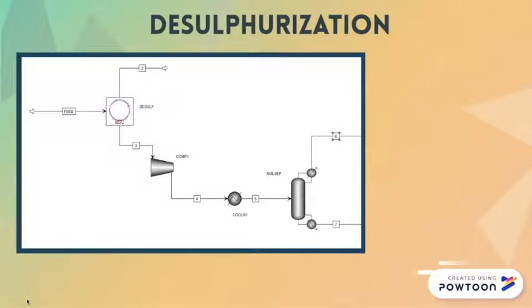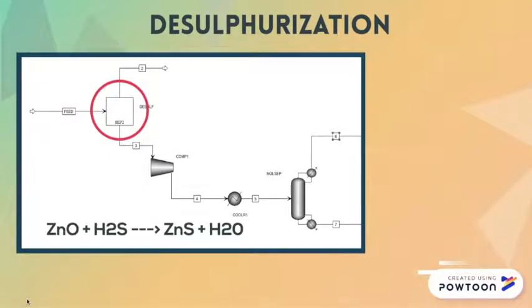The first step in our process involves desulfurization. Here, hydrogen sulfide is adsorbed on a solid zinc oxide bed in a fixed bed reactor. This produces zinc sulfide and H2O, removing hydrogen sulfide. Aspen does not provide the capability to model this, so a standard separator was used to mimic this unit in the process.